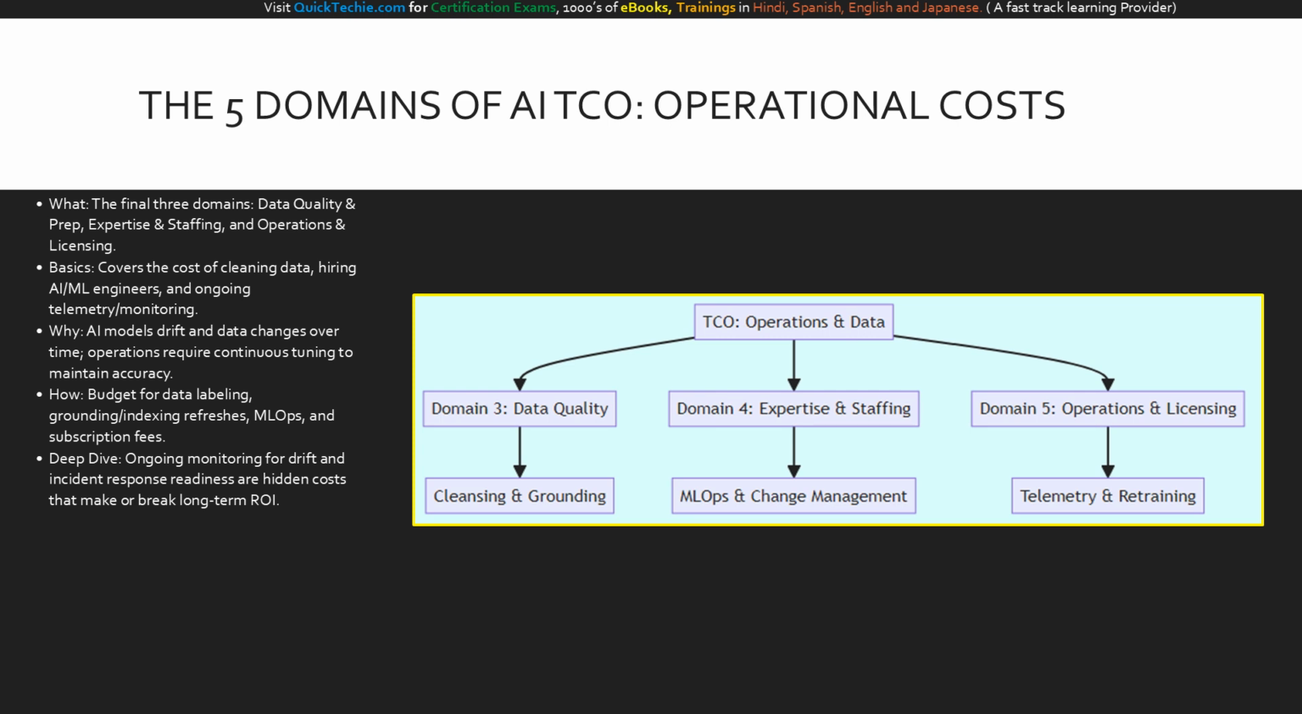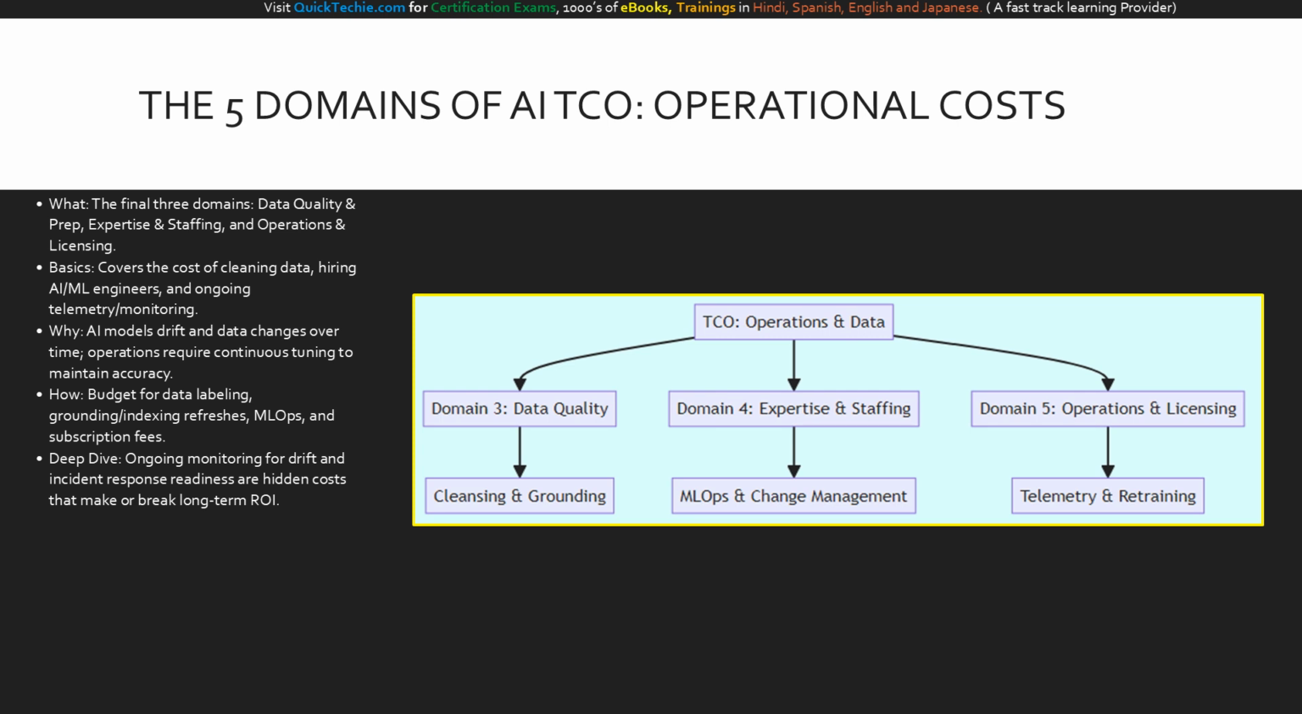Because unlike traditional software, AI models drift and organizational data changes constantly. To maintain the accuracy of your agent, you must continuously tune the system. How do you account for this? Your budget must include line items for data labeling, continuous grounding and indexing refreshes, MLOps staff, and platform subscription fees.